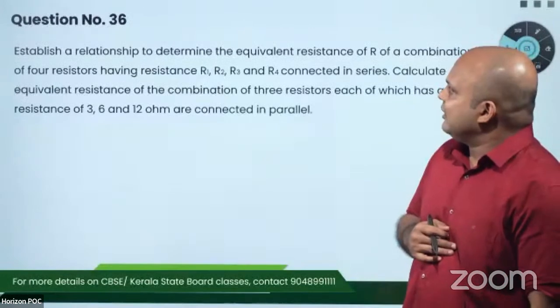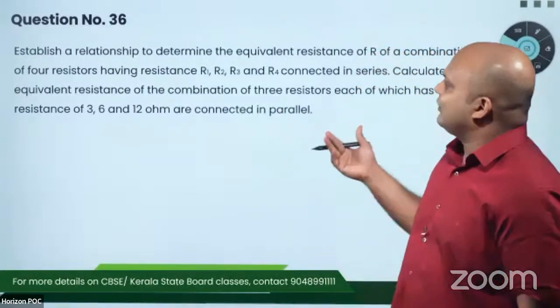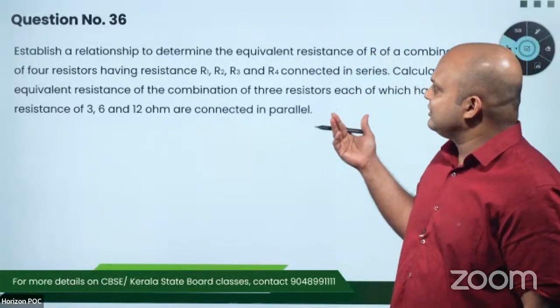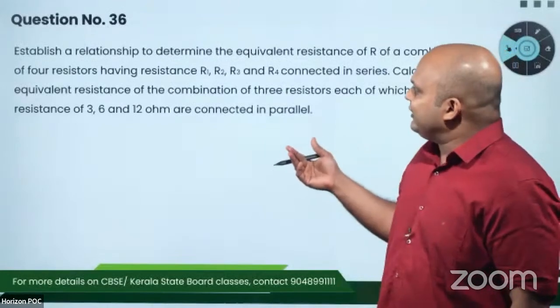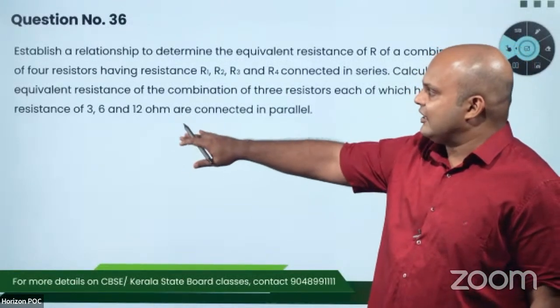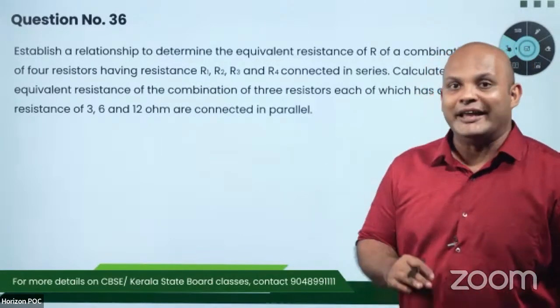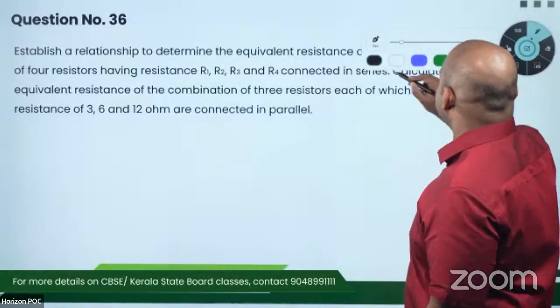Next question. Establish a relationship to determine the equivalent resistance R for a combination of four resistances, R1, R2, R3, and R4, connected in series. Calculate the equivalent resistance of the combination of three resistors, each of which are 3, 6, and 12 ohms and are connected in parallel. Let's tackle the first part of this question.